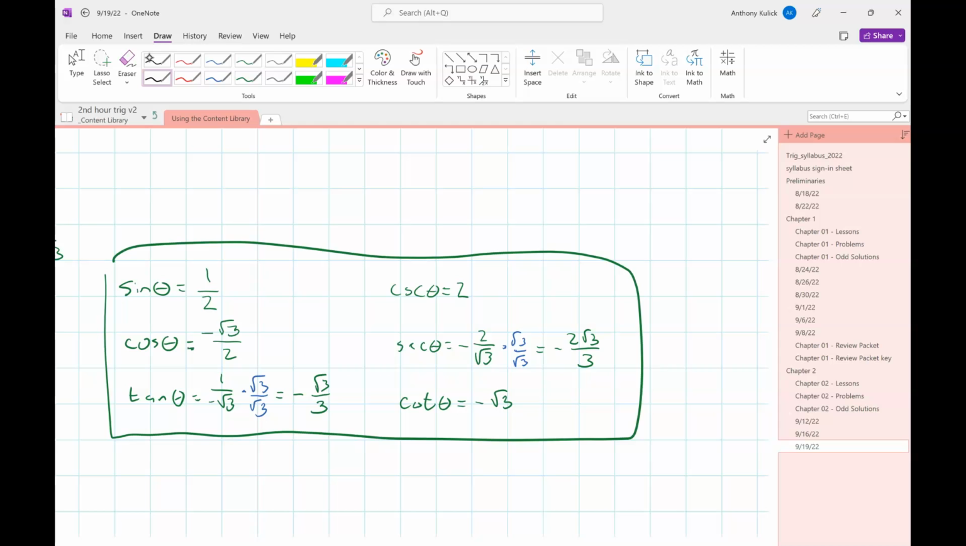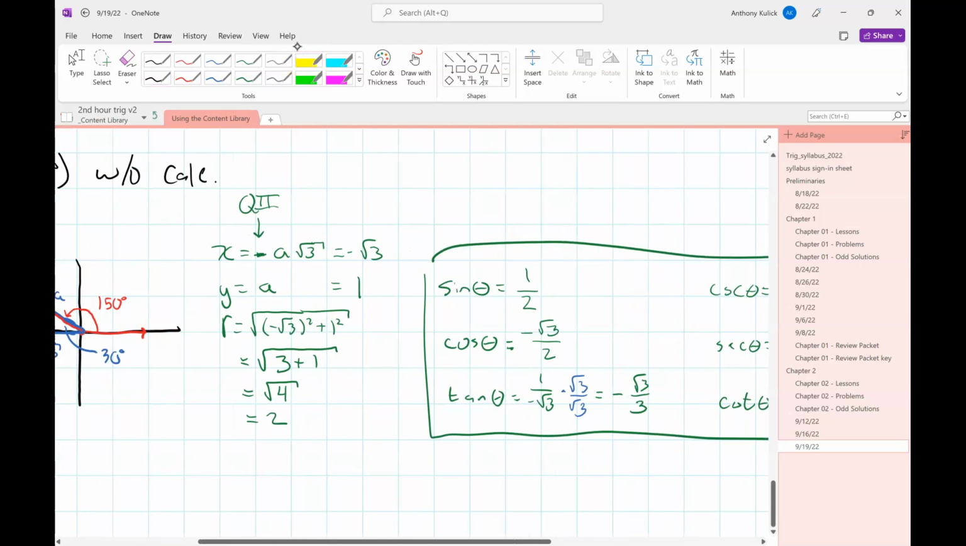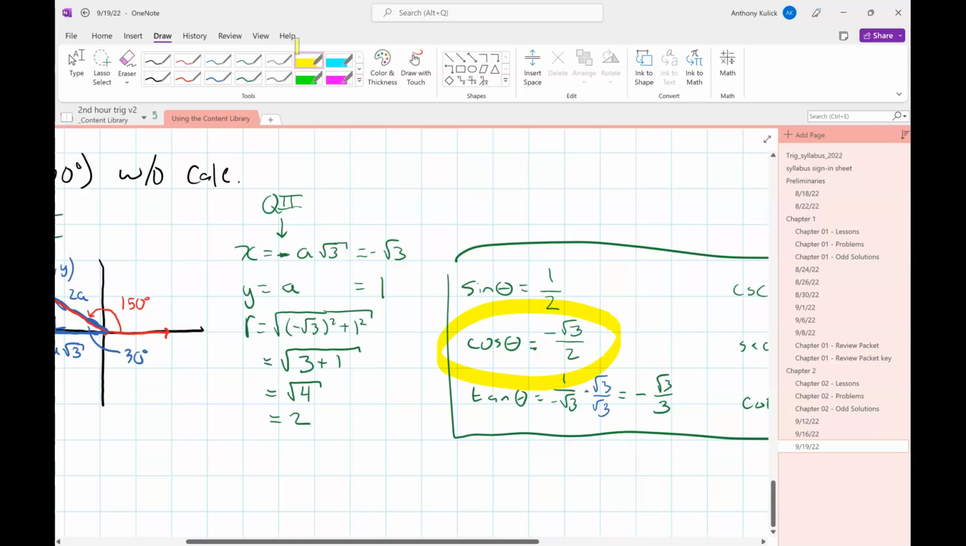Oh, but what were we really trying to do here? I didn't ask for all the ratios. I just wanted cosine of 150. So we're done way back there. I did too much. Mr. Kulik forgot the original question because he got too into talking to himself about what was going on. That's okay. Yeah, we answered it. We just did a lot more too.